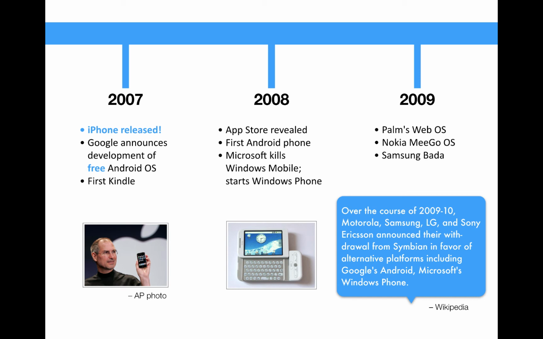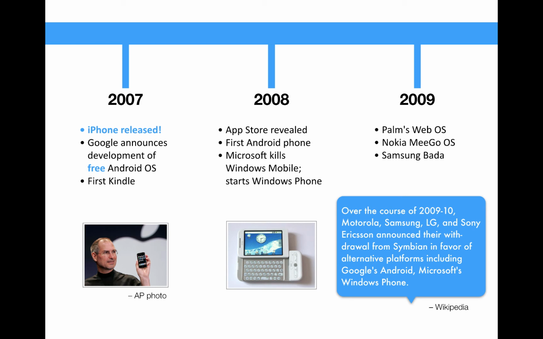2007 was also the year that Amazon released the first Kindle. So 2007 was an important year for mobile devices. In 2008, the iPhone added the App Store to the iPhone. Now developers had a way to create their own custom applications and sell them to iPhone users. The first Android phone was released in 2008.